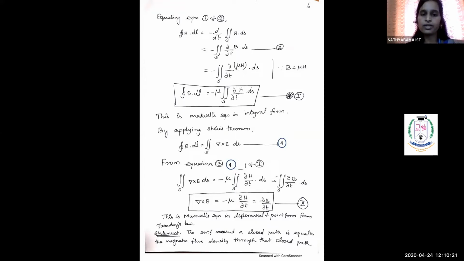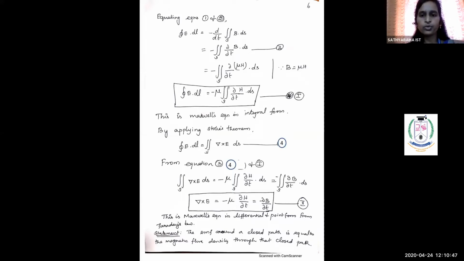Next, we are going to find out the Maxwell's equation 2 in differential form. For that, we are going to use Stokes theorem. Stokes theorem, already we saw that for magnetic field intensity. Now we are going to see for electric field intensity. So line integral E dot dl, that is electric field dot dl, is equal to surface integral del cross E into ds. This is going to be our fourth equation.